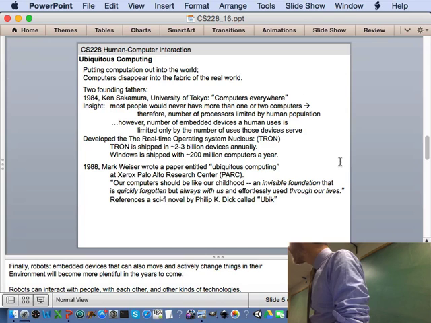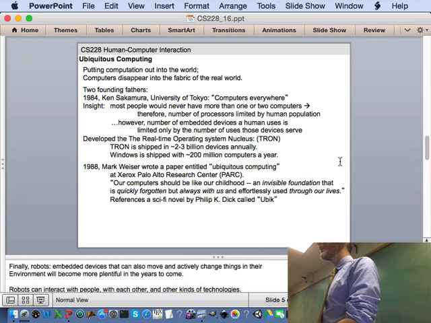He stole the term ubiquitous computing from one of the titles of one of Philip K. Dick's books called Ubiq. What was the other book written by Philip K. Dick that I've mentioned many times in this course already? Do Androids Dream of Electric Sheep? Okay, more fun reading for you over the winter break if you haven't already.